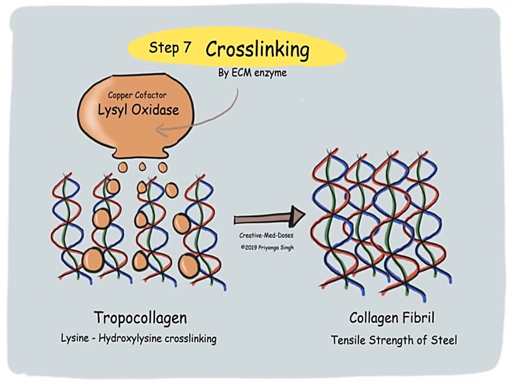In the process of collagen synthesis, the next step is cross-linking. Here the lysyl oxidase will form a cross-link between the neighboring collagen fibrils. Because of that, the procollagen is converted into tropocollagen, and in this tropocollagen you can see the lysyl oxidase forms cross-linking between neighboring collagen fibers. For this lysyl oxidase we require copper as a cofactor. Because of this, the collagen fibril synthesized has very good tensile strength. Any mutation that interferes with this cross-linking process will result in poor stability of the collagen fibers.